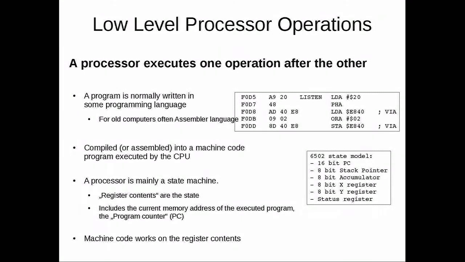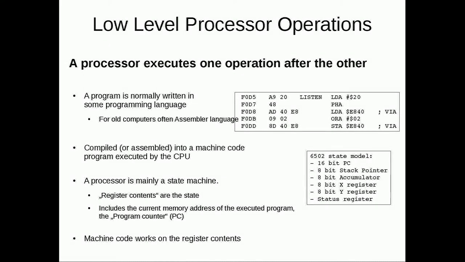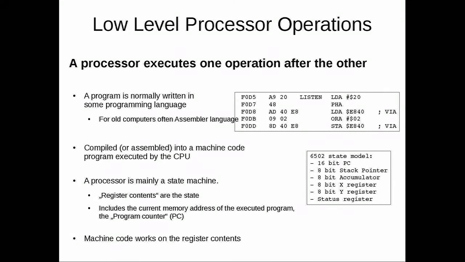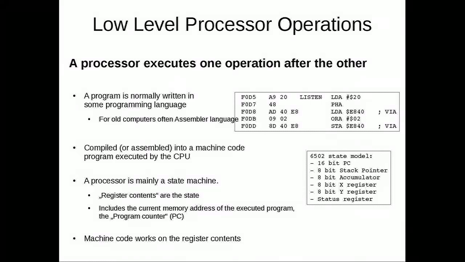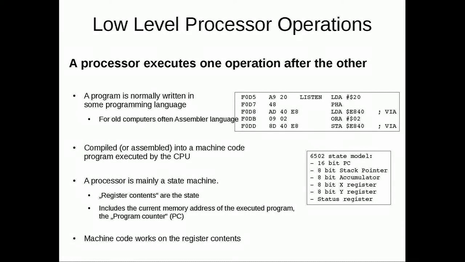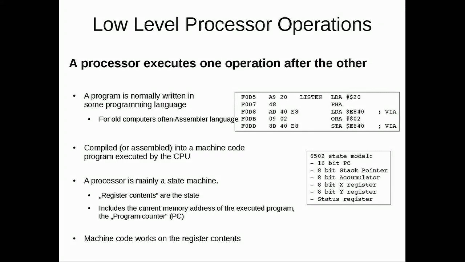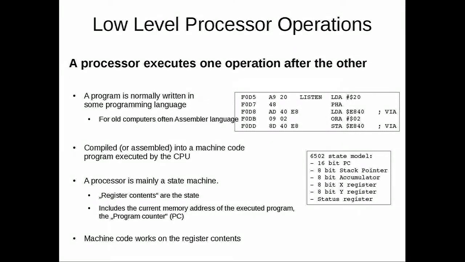The program that a processor executes is sometimes written in a higher language, but if it's written in a higher language, it is often compiled into machine code. If it's not interpreted, then it's compiled into machine code, which is directly executable by the CPU. But for the older computers, where interpreting code was slow, and compilers weren't that efficient and not that much available, it was often the case that they were programmed in assembler language. Basically, all the demos I will be showing later on are only programmed in assembler language.